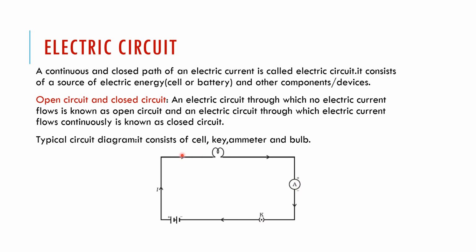These are the important components. So we will study how to represent these components in a circuit. This is the simplest circuit. It has a cell, this is the notation for cell, key, ammeter and bulb. Sorry, not battery, bulb. In the next slide you will understand how we will represent all these.